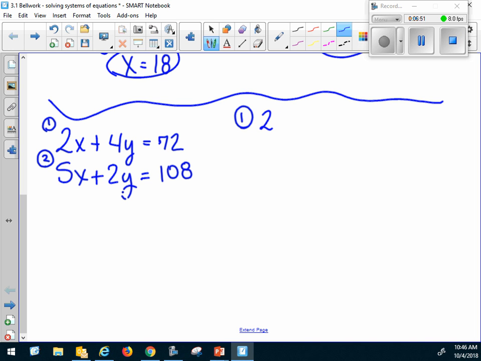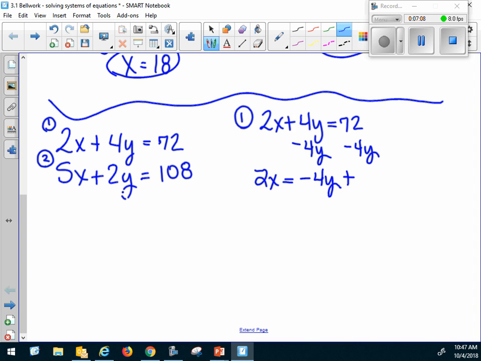So I'm going to take this equation, 2x plus 4y equals 72, and I'm going to get x by itself. What's the first thing I need to do? Subtract the 4y. So now I'm going to have 2x equals negative 4y plus 72. In Algebra 1, your teacher should have tried to always get you to write your equations as y equals mx plus b, slope-intercept form.